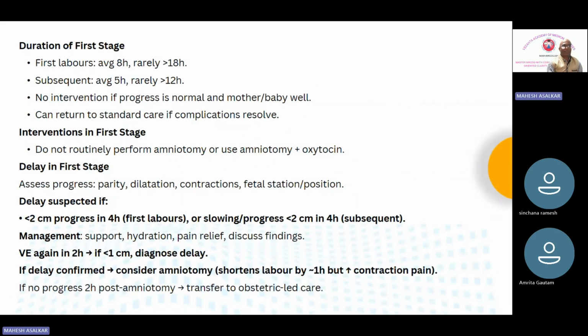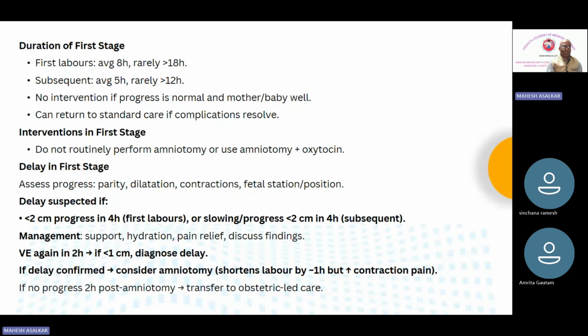First stage of labor for primiparas, generally it is 8 hours and rarely more than 18 hours. For multiparas, generally it is 5 hours, rarely more than 12 hours. No intervention if progress is normal and the mother and baby are well. She can return to standard care if complications resolve. Interventions in the first stage: do not routinely perform amniotomy or use amniotomy plus oxytocin. It is not indicated.